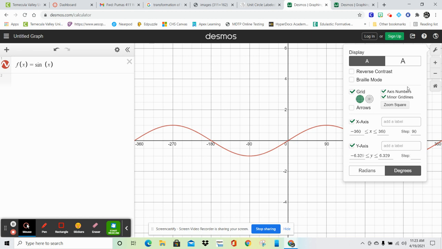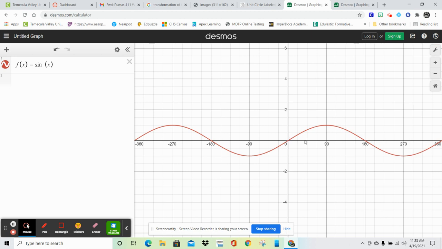So I set it from negative 360 to 360, and then I made my step every 90 degrees, because I don't want my steps to be 1, because then I would have to have 1, 2, 3, 4, 5, 6, 7, all the way out to 360 to see one period. So I'm counting by 90s here on my x-axis.